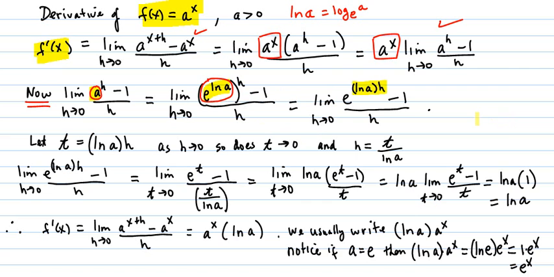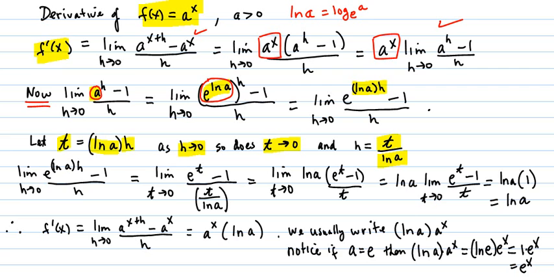Then we do a maneuver, a trick of the trade. We let t equal log a times h. As h goes down to 0, so does t, because t is just a constant times h. And note that h, if you solve for it, is t divided by natural log of a. So then we substitute in.